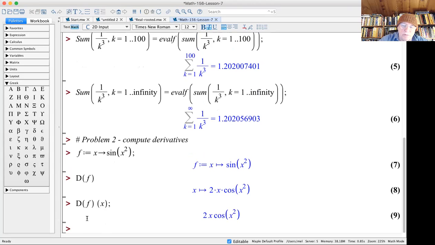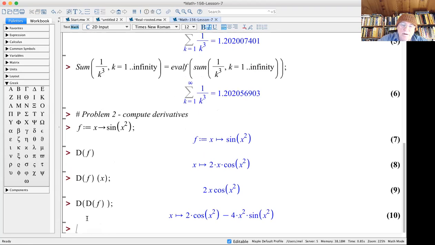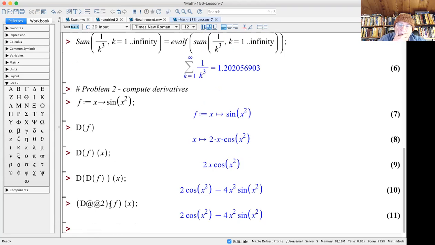What about the second derivative? Well, I can do it in two ways. I could write d of the derivative of the derivative of f. That's that. Or I could write it evaluated. That's what it's equal to. Or the alternative way is d at 2 of f of x. And you see we get exactly the same thing.